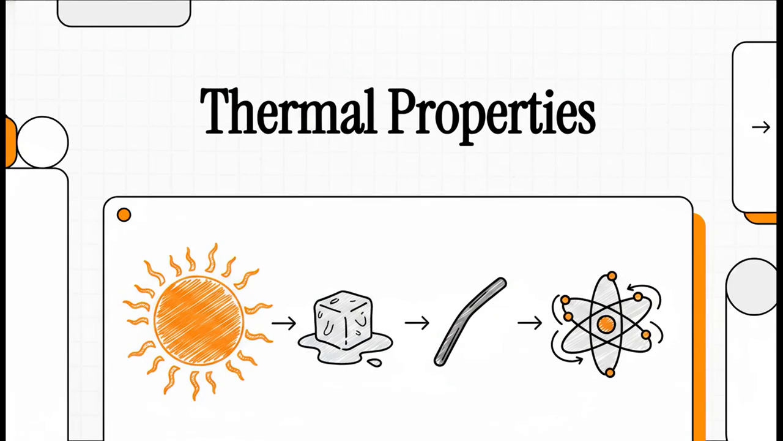Welcome to today's Explainer. Today, we're doing something really cool. We're bridging the gap between everyday macro-level phenomena and the microscopic quantum world. We're going to figure out exactly how heat physically alters the materials all around us.